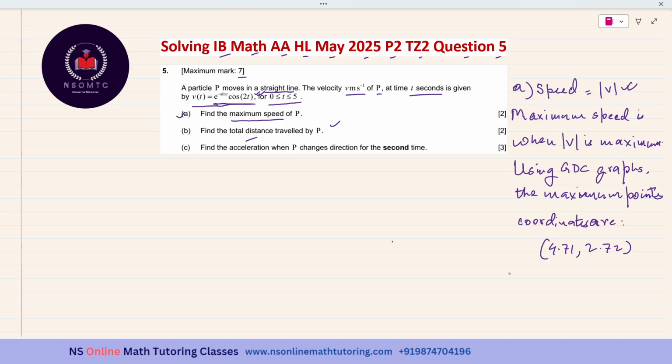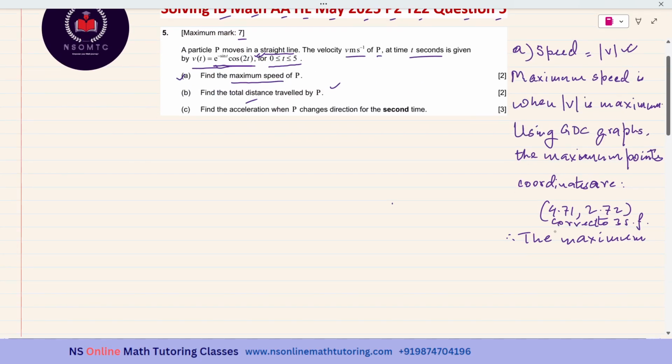Therefore, the maximum speed, this is also correct to three significant figures, is 2.72 meters per second.